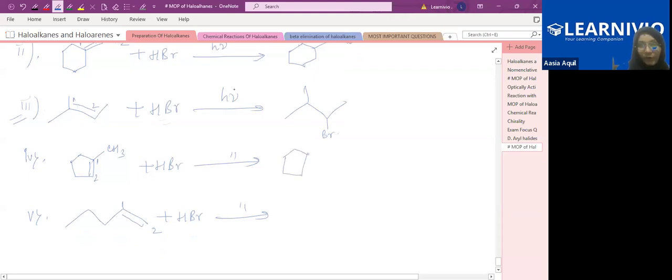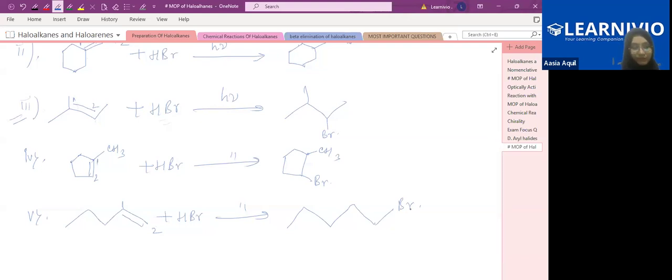If I just remove this H nu from here, we will use the Markovnikov addition rule, and in that condition you are supposed to add the bromine on the first position. But remember, here H nu is there, so we will use anti-Markovnikov, and on the second carbon you will place bromine. Yes, Lubna, fifth one. Second position. So that's the product.